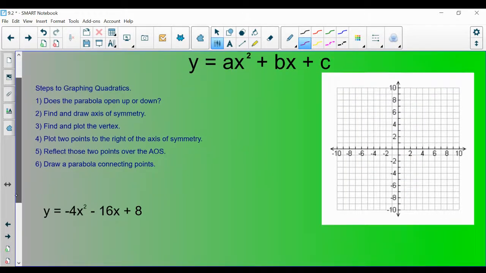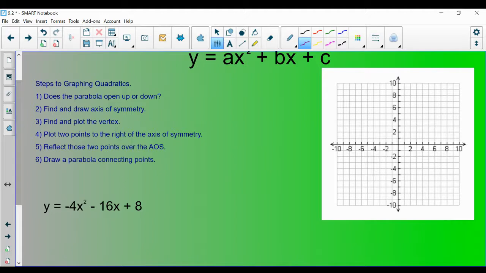Let's do one more just for fun. Go ahead and pause it here. Give it a try on your own. See how you do. This parabola is going to open down. Worth noting.